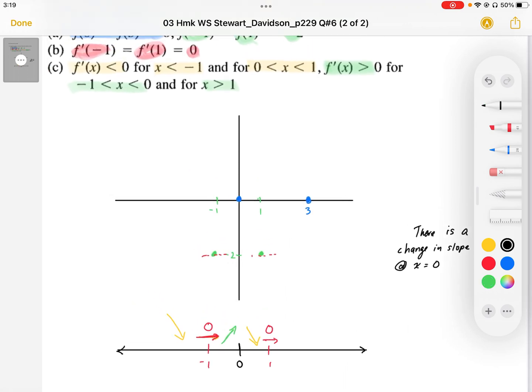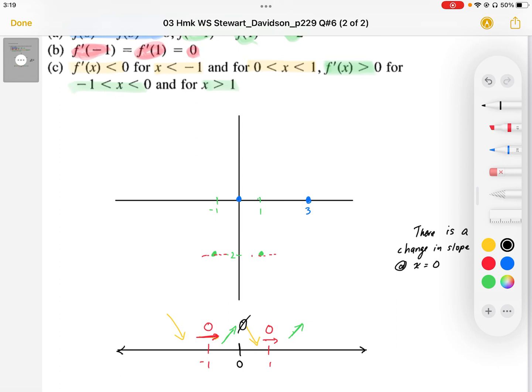So that must be an undefined point. Okay, because it changes slope, but it doesn't change smoothly across that point. And then lastly, for x greater than 1, it's sloping up. So that change of slope at 0 is important to recognize, because now we can sketch in this graph.